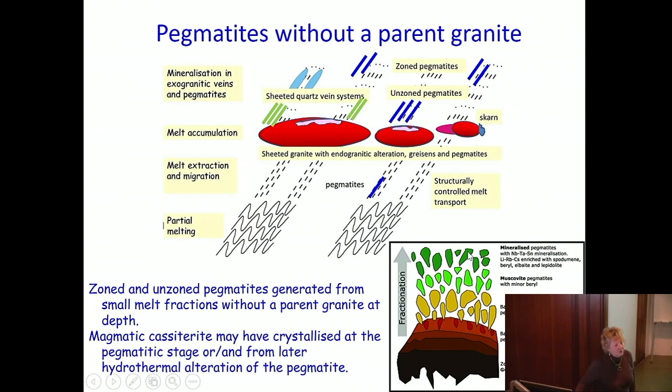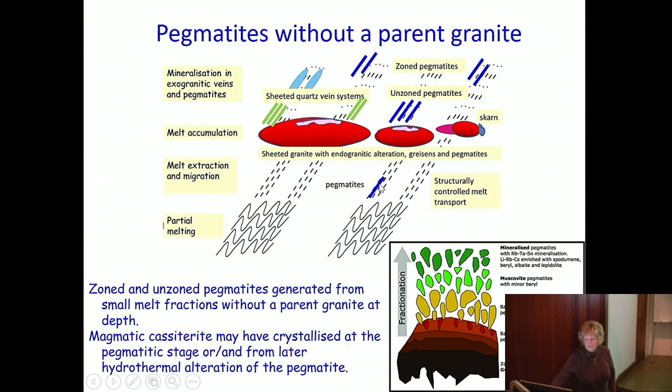A lot of us who are working on pegmatites are disputing the fact that there must always be a granite batholith parent body. And in fact, Axel Müller, one of those people who's working in Europe in Norway, has written a paper entitled something like Thousands of Pegmatites Without a Granite Parent. I think it's in Canadian Mineralogist.